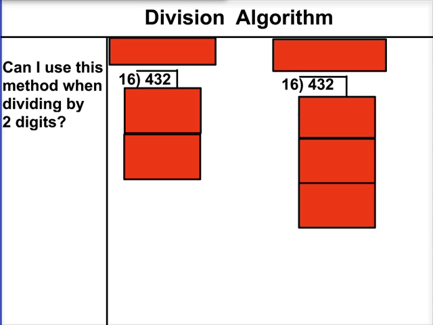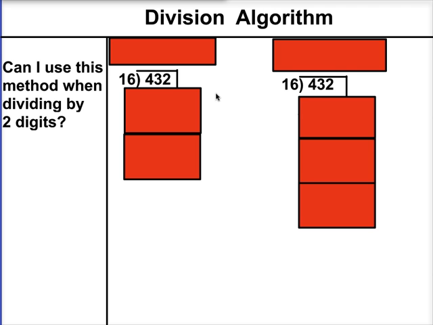Can I use this when I'm dividing by 2 digits? Well, what do you think? Notice I got the quotients covered up this time. Using exactly the same process, using powers of 10. So 16 times what is going to give me a number close to 432? Remember, I still want to use powers of 10.